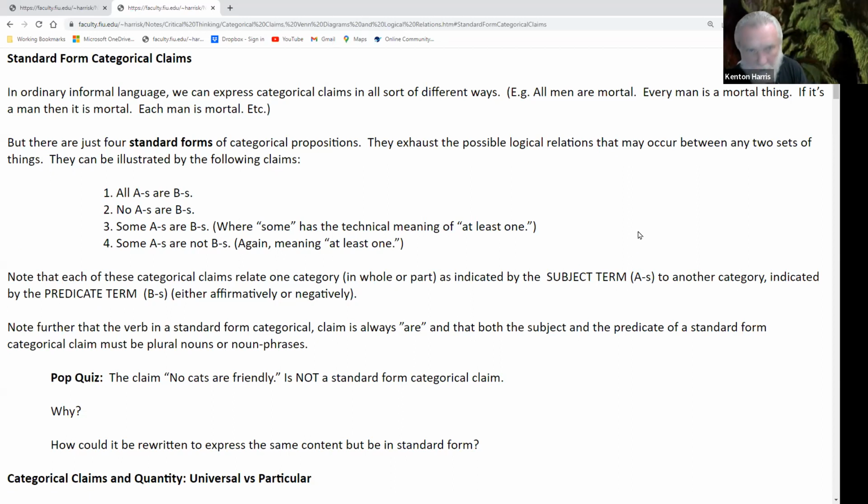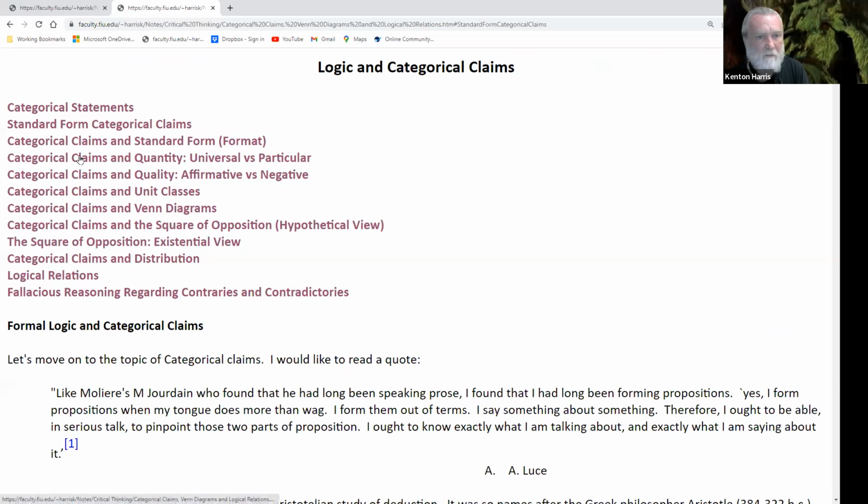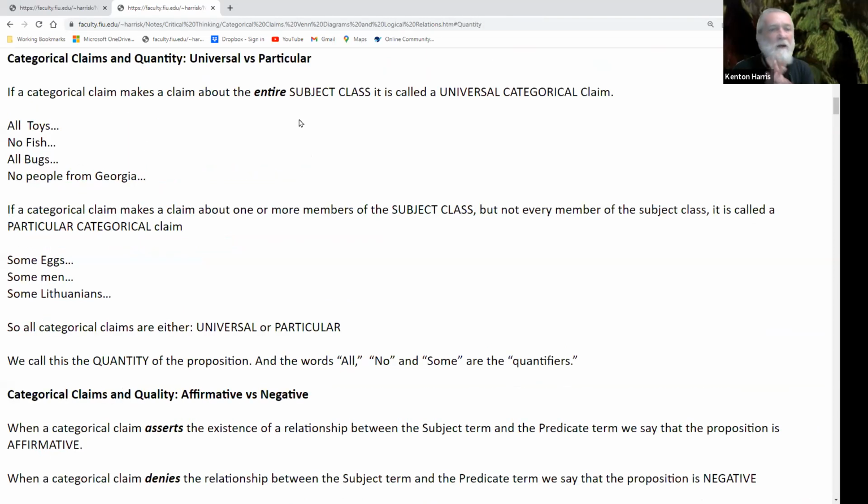I think we're on to number 3 now. So categorical claims have a quantifier, or they have a quality that we call the quantity of the claim, right? And they come in 2 varieties, universal and particular. If the categorical claim makes a claim about an entire subject class, then it is a universal categorical claim. So for instance, all toys, no fish, all bugs, no people from Georgia, okay?